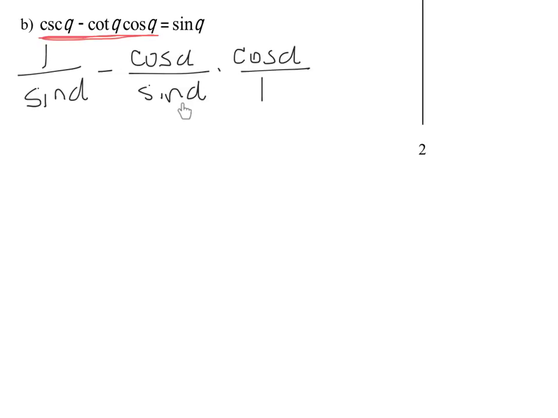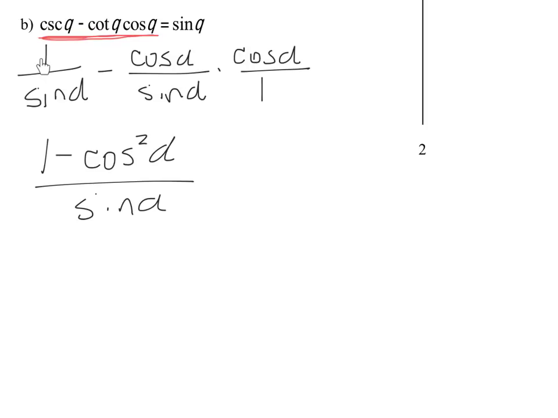Then I'm going to simplify this. What I've done here is multiply these two cosine alphas together to get cosine squared alpha. So in the numerator, I have 1 minus cosine squared alpha, and in the denominator, I have sine alpha. This has a common denominator, so I'm just going to keep it. Now I look at my Pythagorean identities, and I see that 1 minus cosine squared alpha is the same thing as sine squared alpha. So I get sine squared alpha over sine alpha.